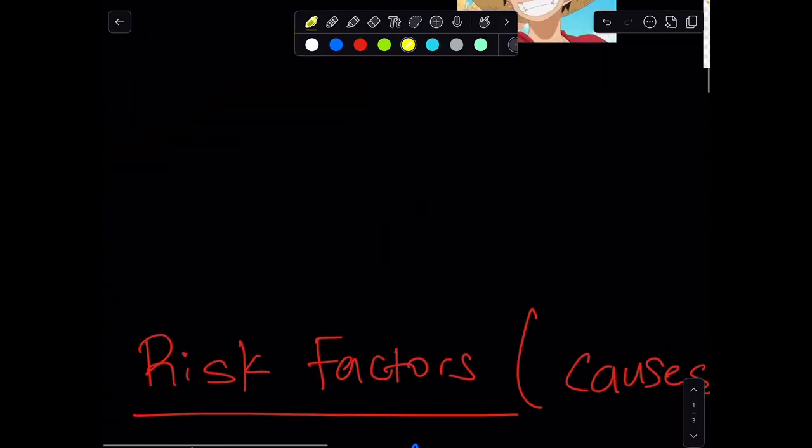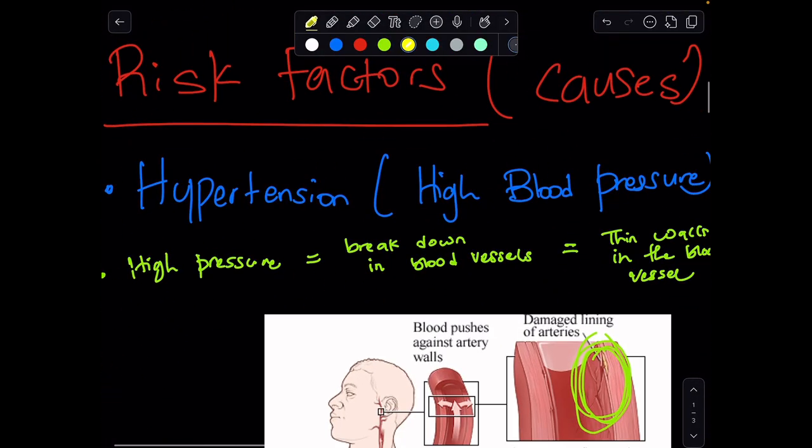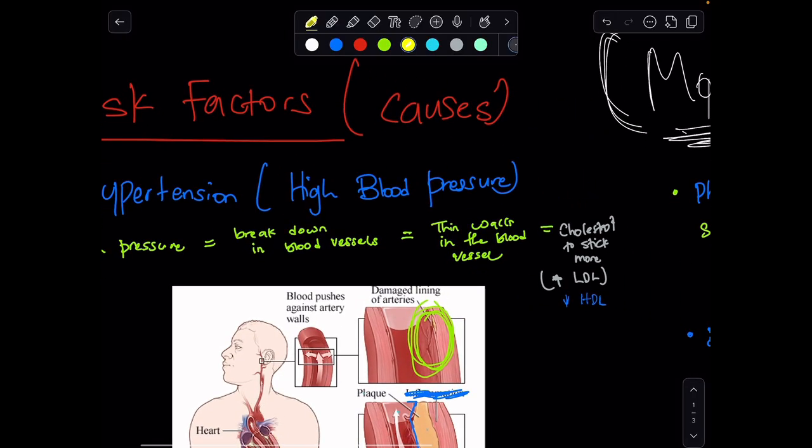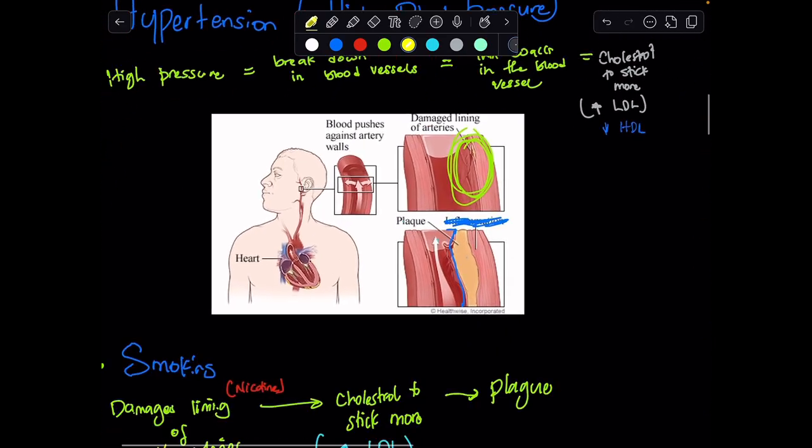And the risk factors. We know hypertension, high blood pressure, damages the wall. Damage to the wall means more cholesterol sticks, more bad cholesterol, less good cholesterol, because cholesterol sticks when there is more bad and less good. So there's not a balance, which is what we said that we wanted, right? A balance. And that image just goes over it.